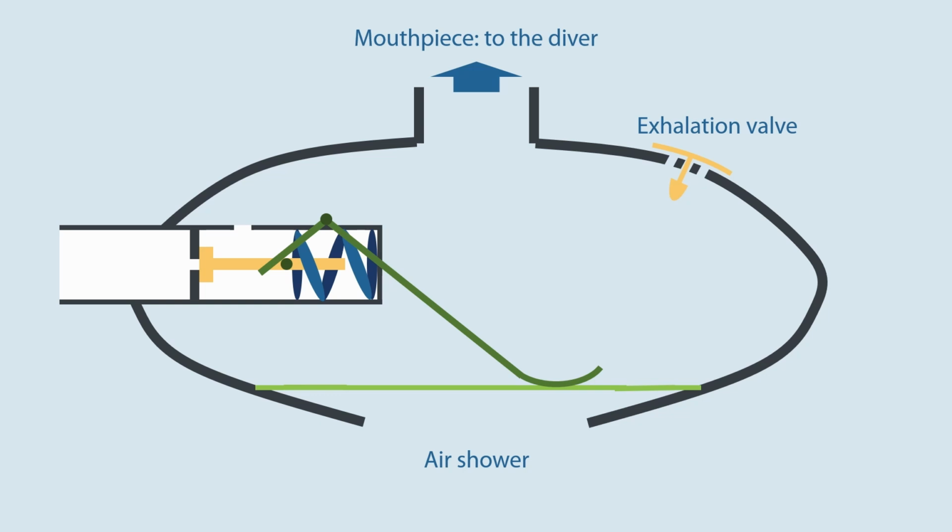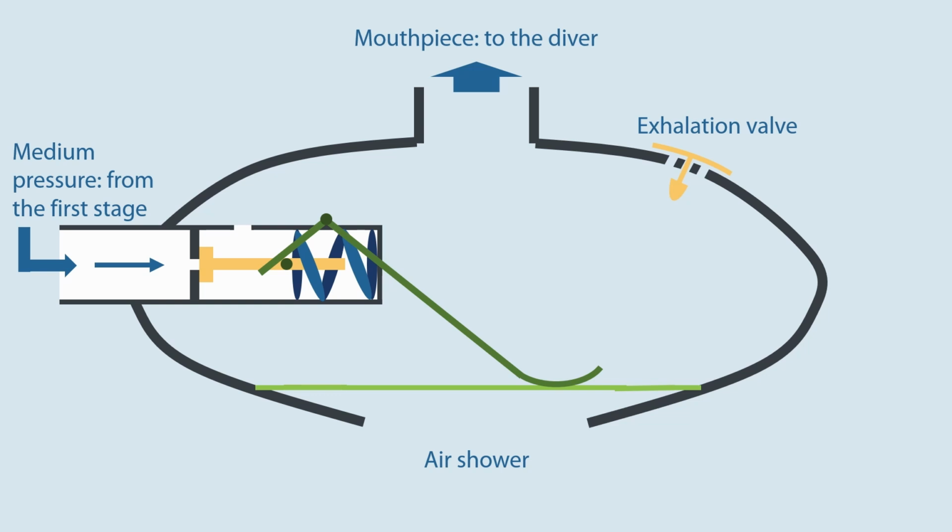Arrives at the downstream valve at a medium pressure provided by the first stage. We will ignore what exactly happens in the first stage for now. The important thing is that you know that the pressure that arrives here is lower than that in the tank, but slightly higher than the ambient pressure.